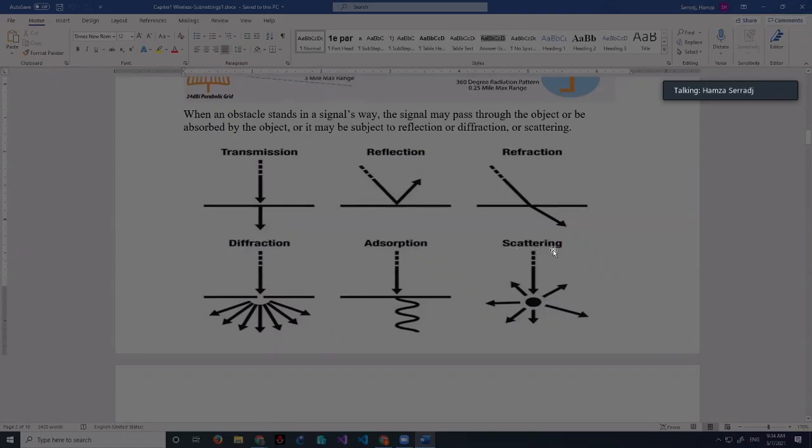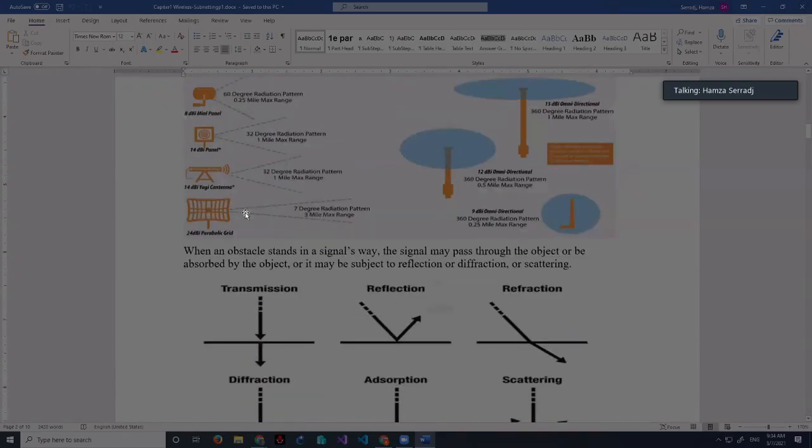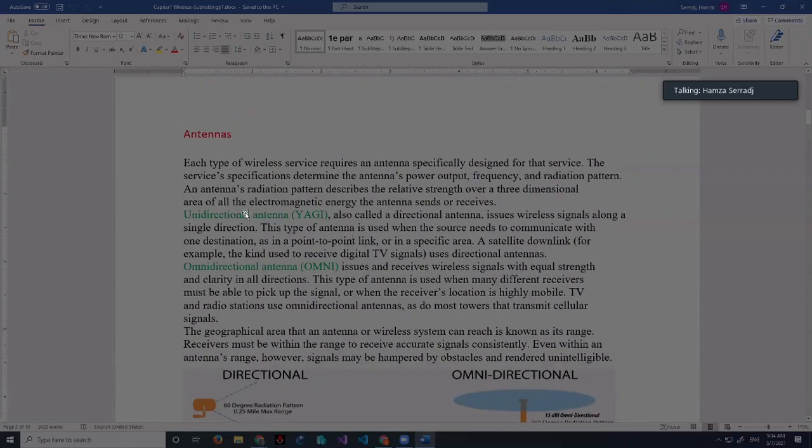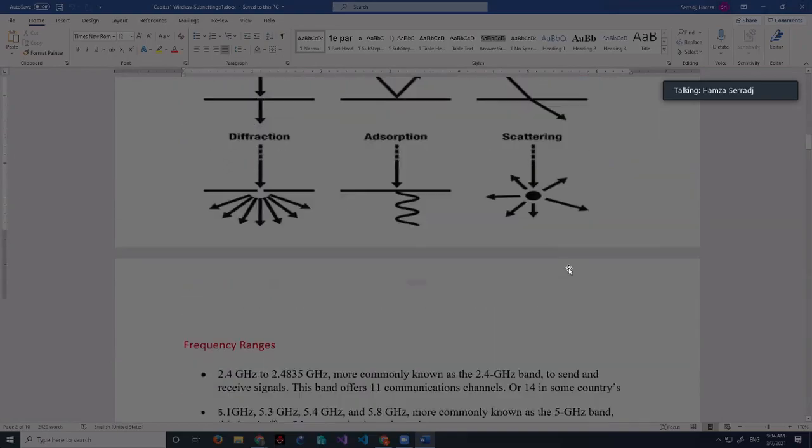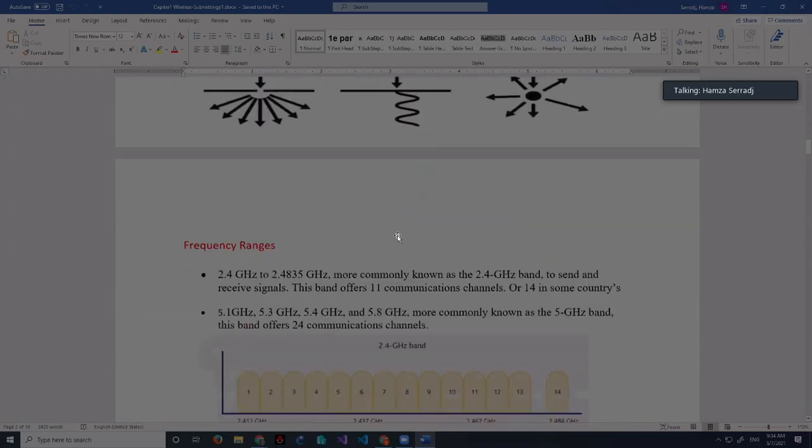And we have scattering. Scattering is kind of a reverse of diffraction here. When a signal is going to emit in spherical shapes, it will explode in all other directions usually, right? So all these phenomena exist around us with the electromagnetic wave. So the electromagnetic wave works with these phenomena.